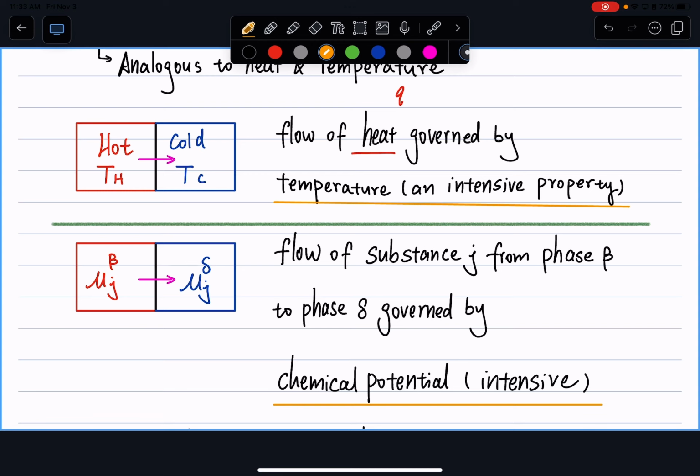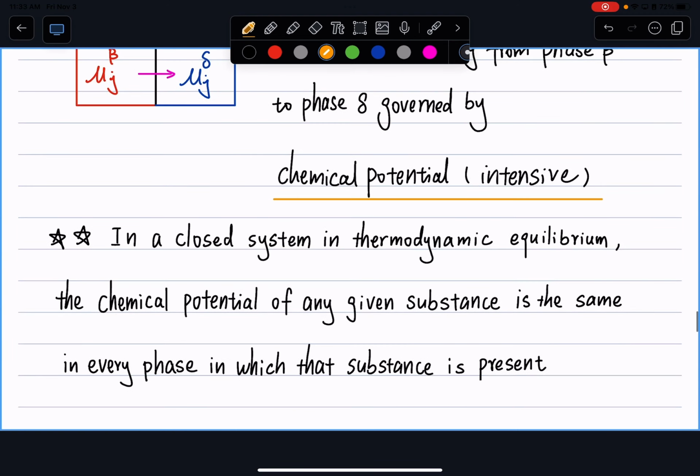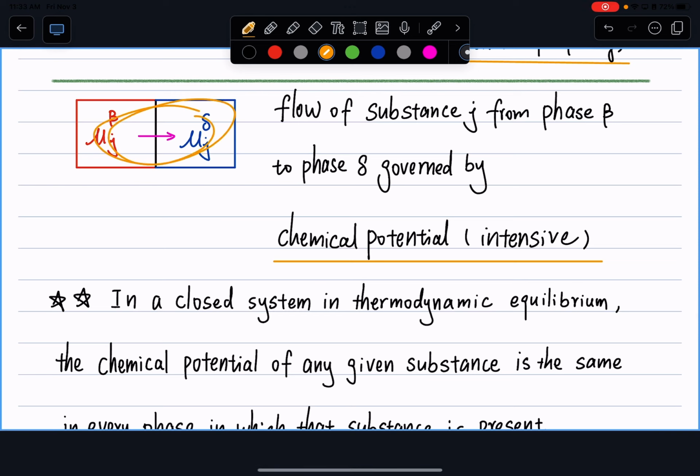And to make it even more general, in a closed system that is in thermodynamic equilibrium, the chemical potential of any given substance is the same in every phase in which the substance is present. So as long as you have thermodynamic equilibrium, meaning your thermal, mechanical, and material are all in equilibrium with each other, then the chemical potential will all be the same. So you do not have this kind of irreversible flow between phase beta to phase delta or vice versa.